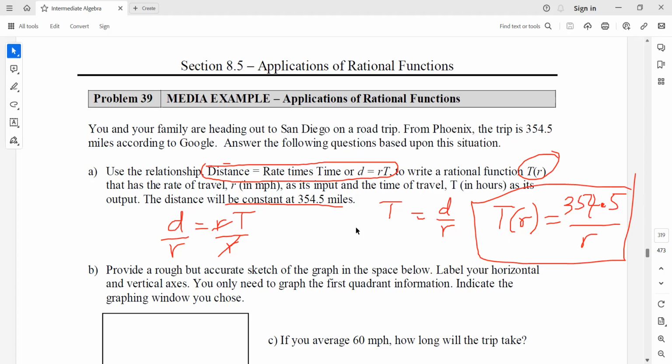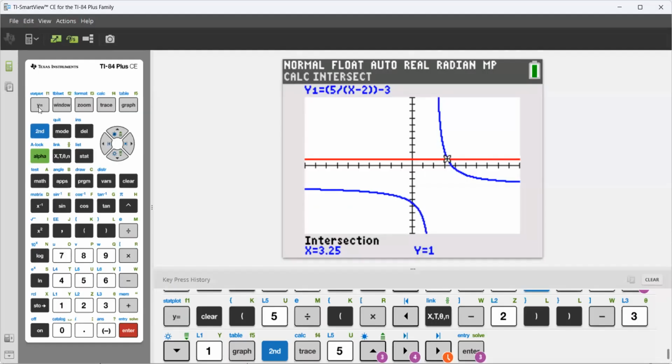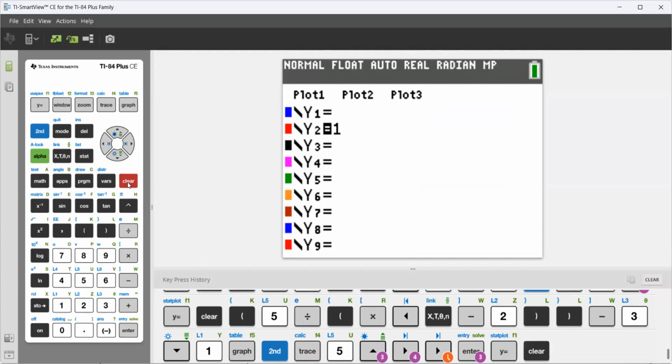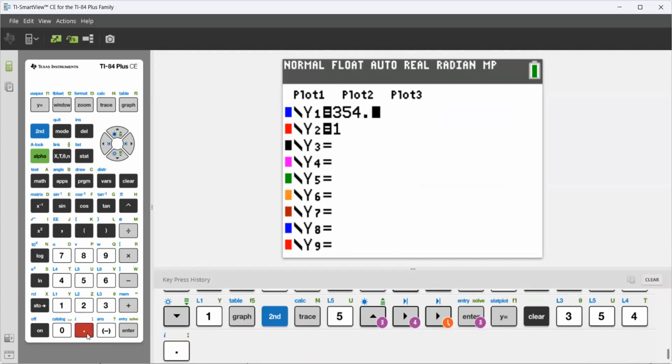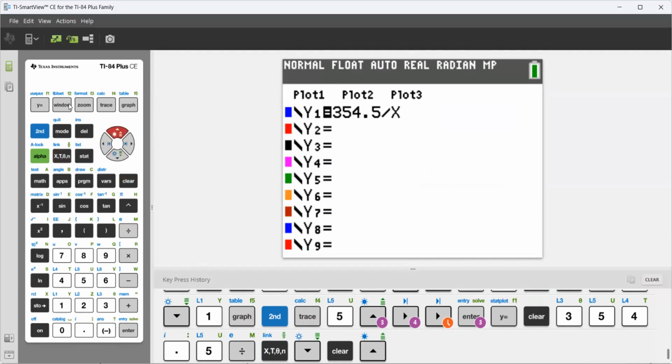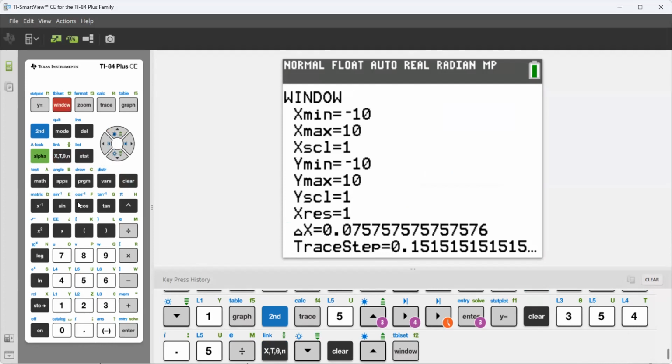Now B says, provide a rough but accurate sketch of the graph. So I have to go to the calculator, and then I go to y equals. So I have 354.5 divided by x. And for this, I can just erase this. Now I'm going to go to my window because these are very big values.